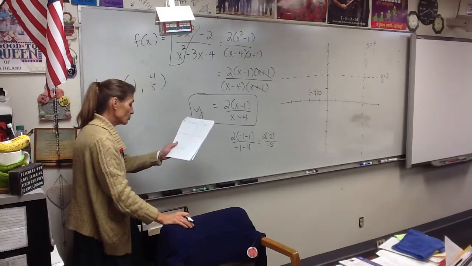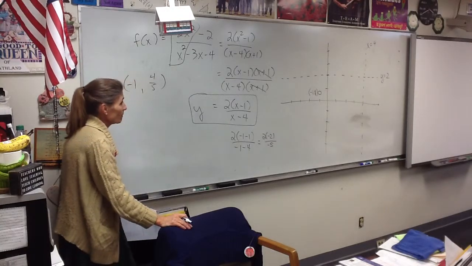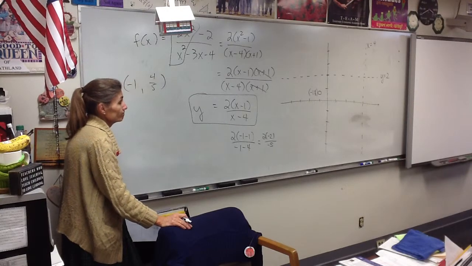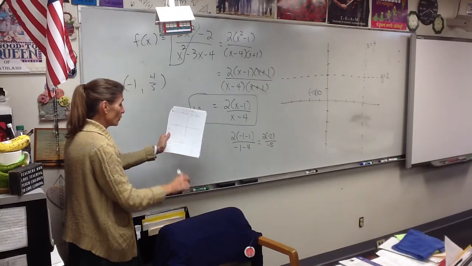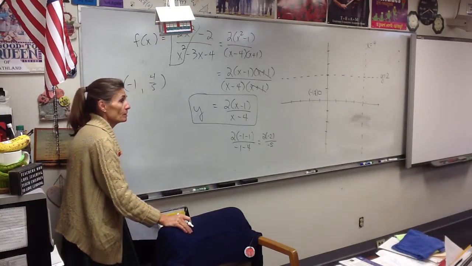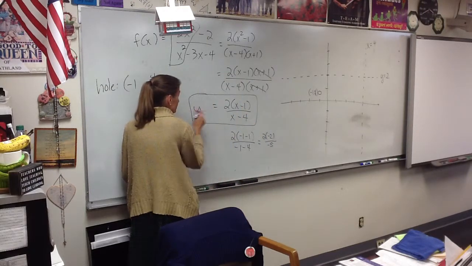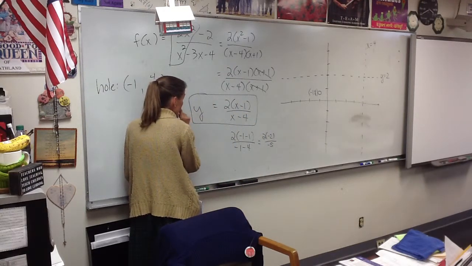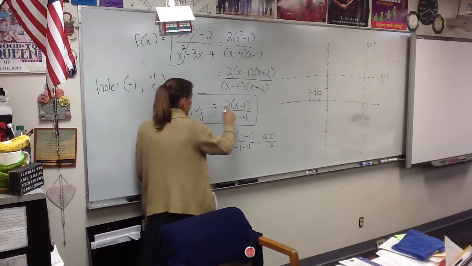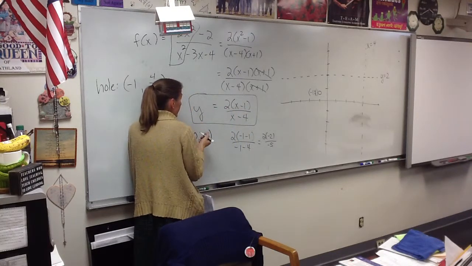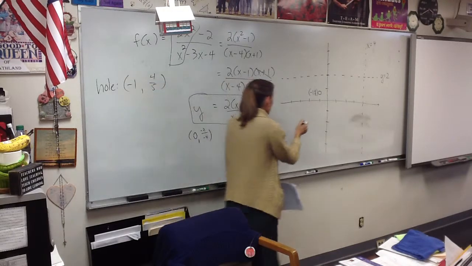All right, well, look at your list. What else do we need to find that we don't have up there yet? Look at the list down here at the bottom. What have we not filled in? Y-intercept. All right, what's your y-intercept? How do you find a y-intercept? Let x be 0. So if we let x be 0, what will we have? On top, we'll have -2, and on the bottom, we'll have -4. So 1/2?